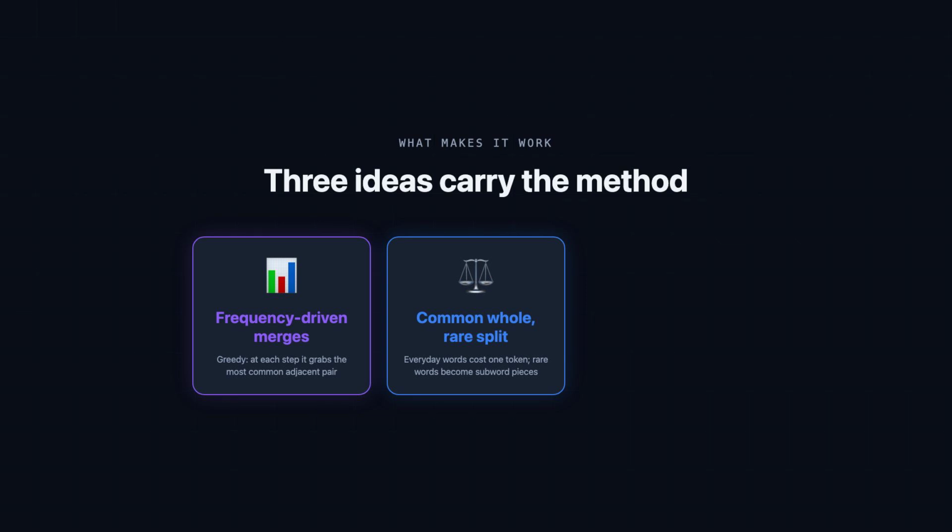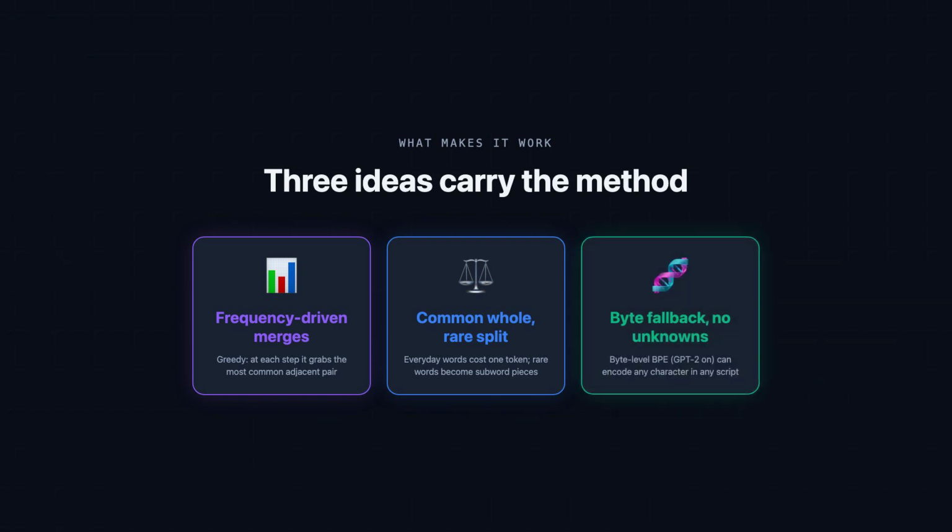Everyday tokens cost you exactly one slot, while an unusual word is stitched together from a handful of subword pieces instead of vanishing. Byte fallback kills the unknown token. Because GPT-2 onward runs Byte-Pair Encoding over raw bytes, it can spell out any character in any language. Emoji, obscure scripts, anything. Nothing is ever truly out of vocabulary.